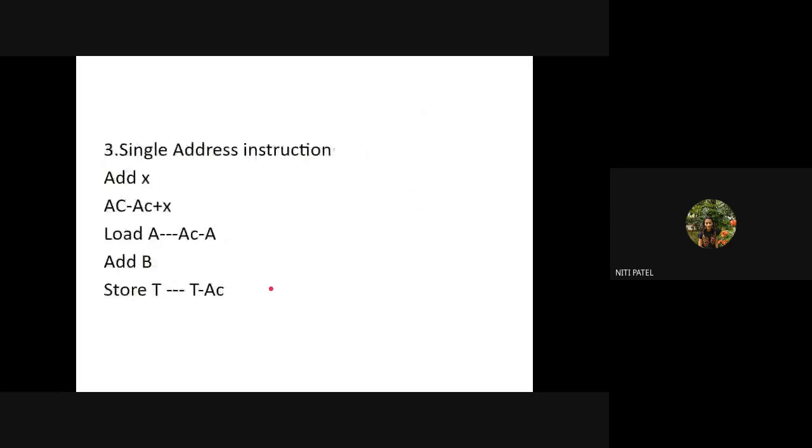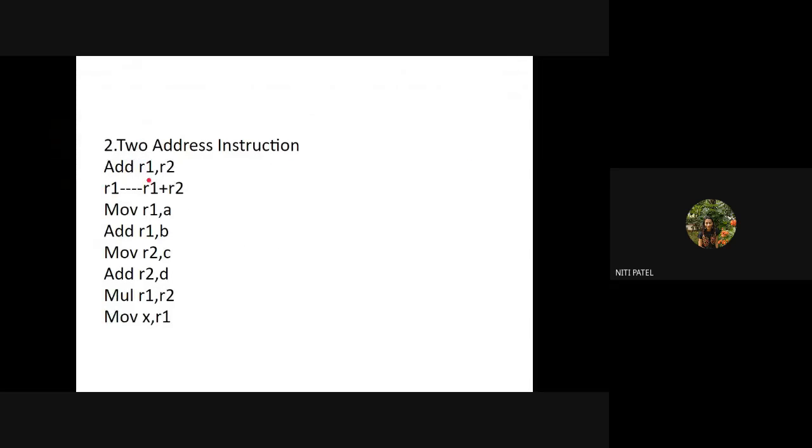What am I doing in this instruction? How am I reading ADD R1, R2? How do I read this? Add the contents of R2 with the contents of R1 and store the result in R1.